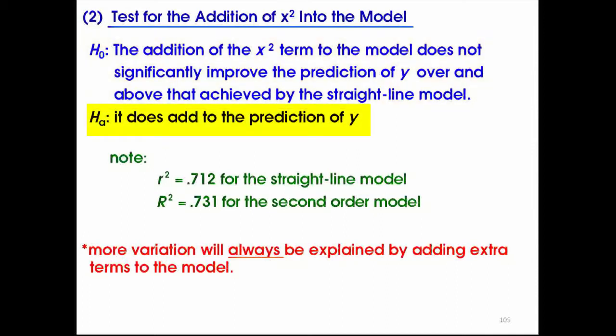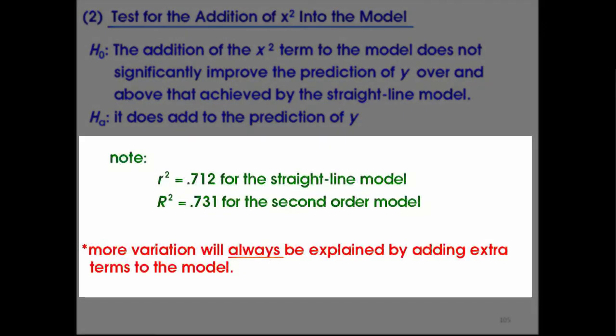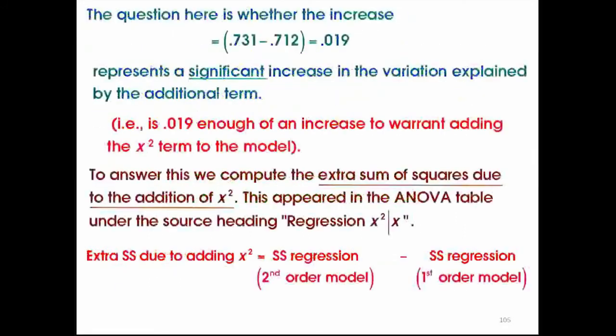Now remember, r squared, notice my notation here, little r squared, that's the proportion of the variability in y explained by x for the straight line model, and for the straight line model it was 71.2%. R squared for the second order model is 73.1%, so I've explained an additional 1.9 percentage points. But more variation will always be explained by adding terms to a model. So it's not surprising that it went up. The question is, did it go up enough to warrant including that variable in the model?